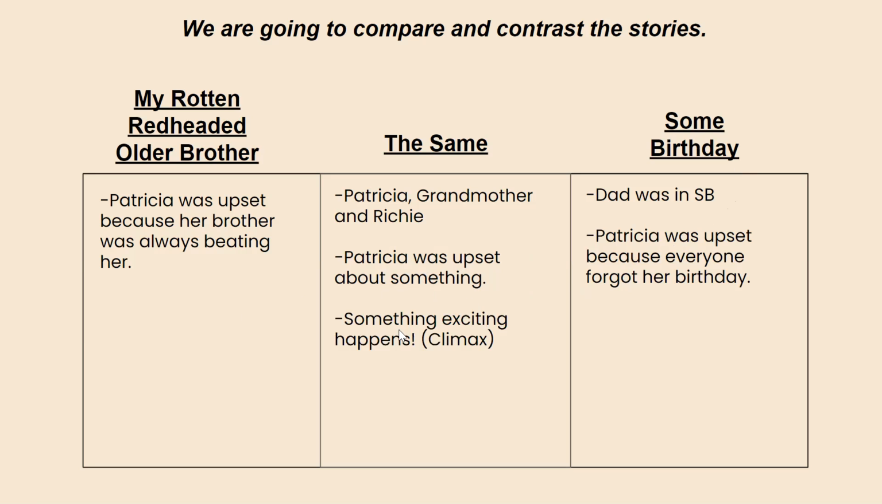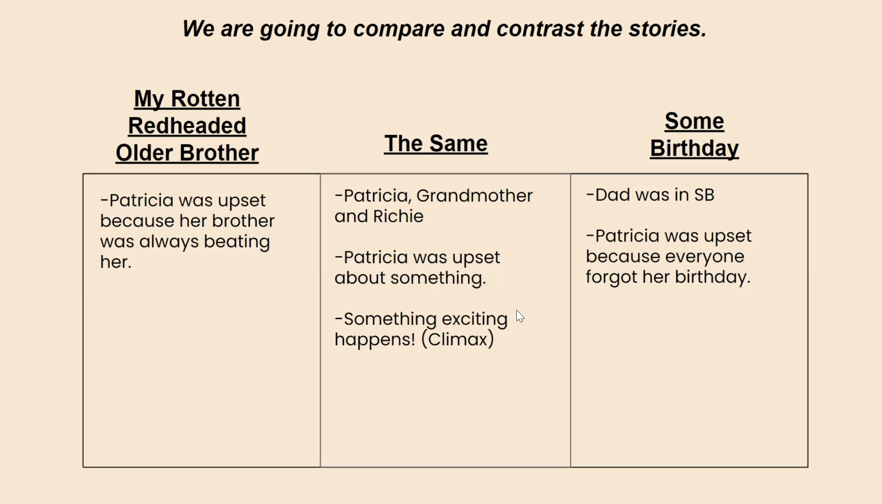Next, I know that in both books, something exciting happens. We call this the climax. So we've got the problem and it's leading up to the climax. It's leading up to that solution. And then when we get past the exciting moment is when we find our solution. So something exciting happens, but it's not the same thing in both books.